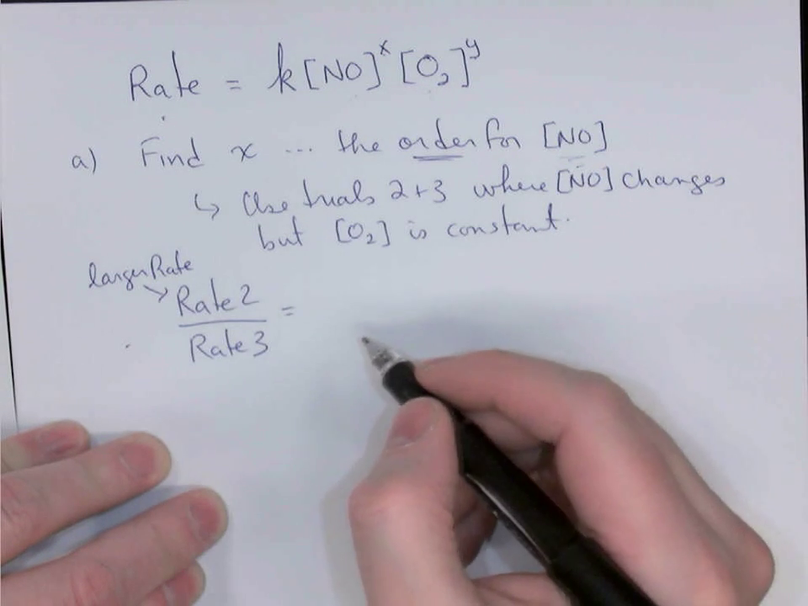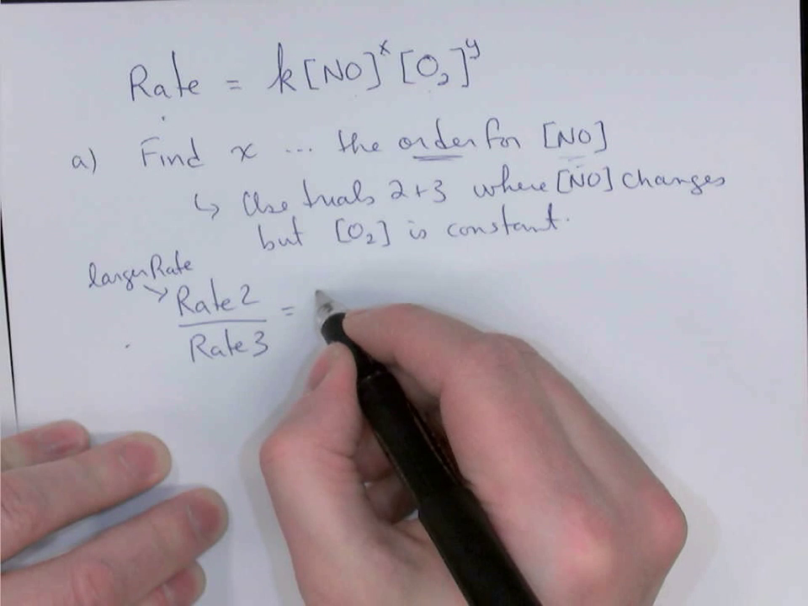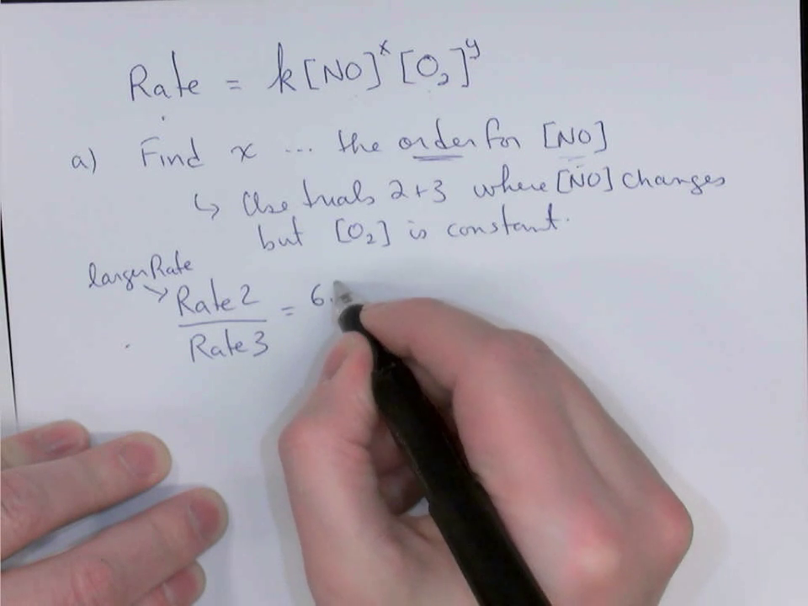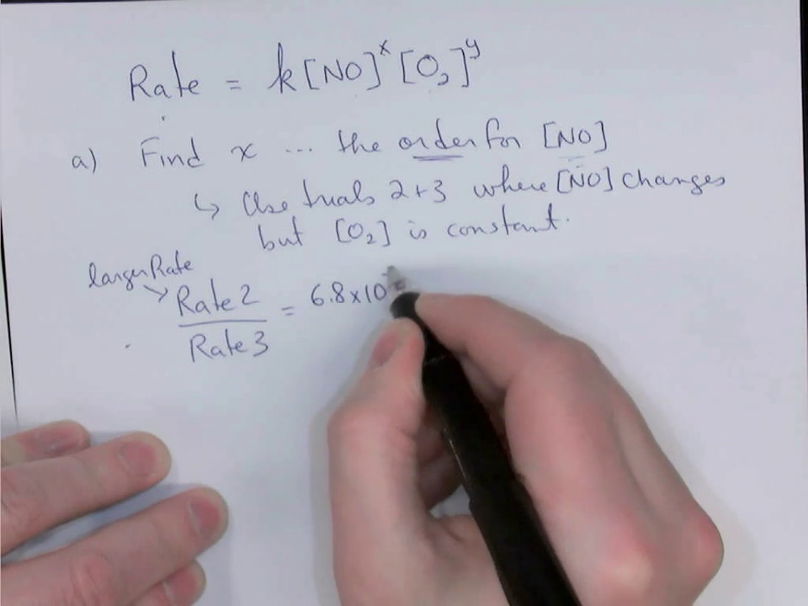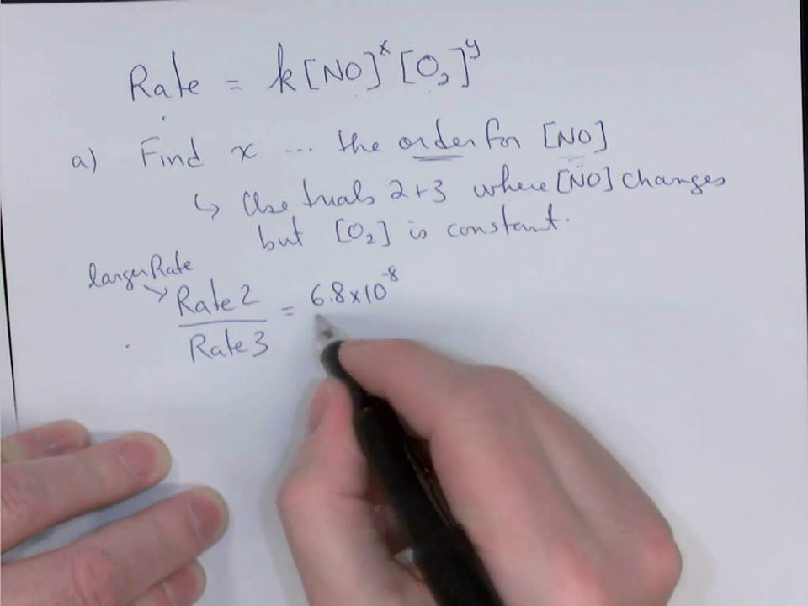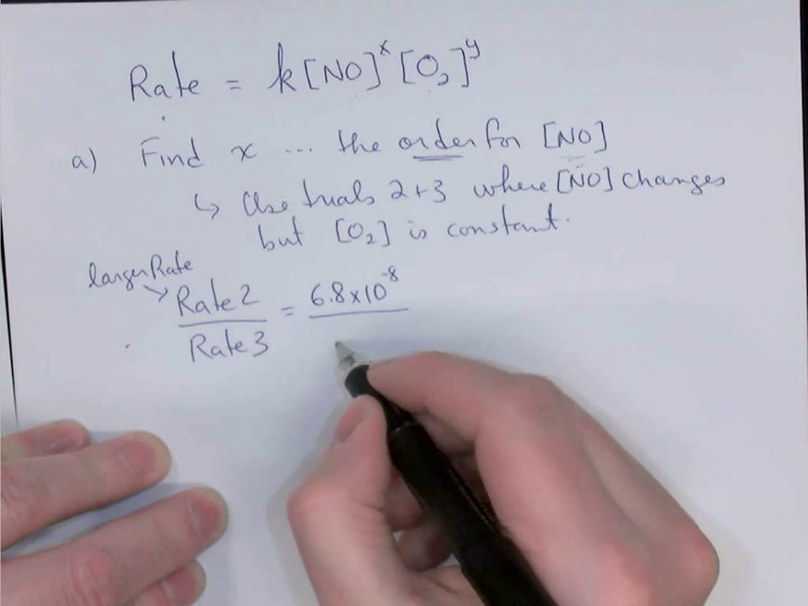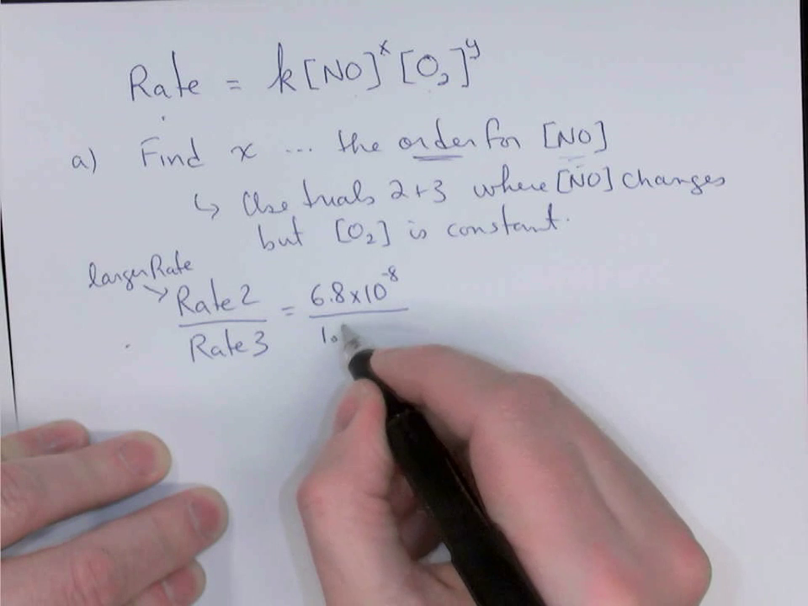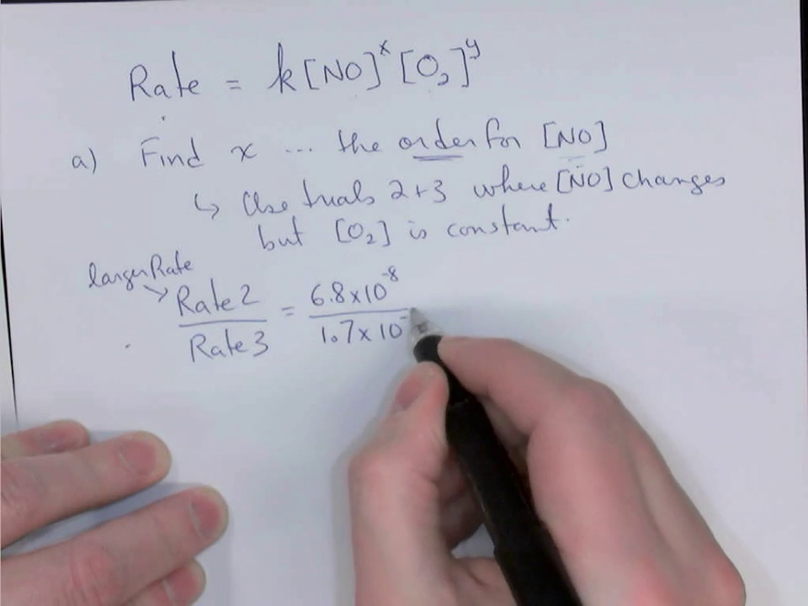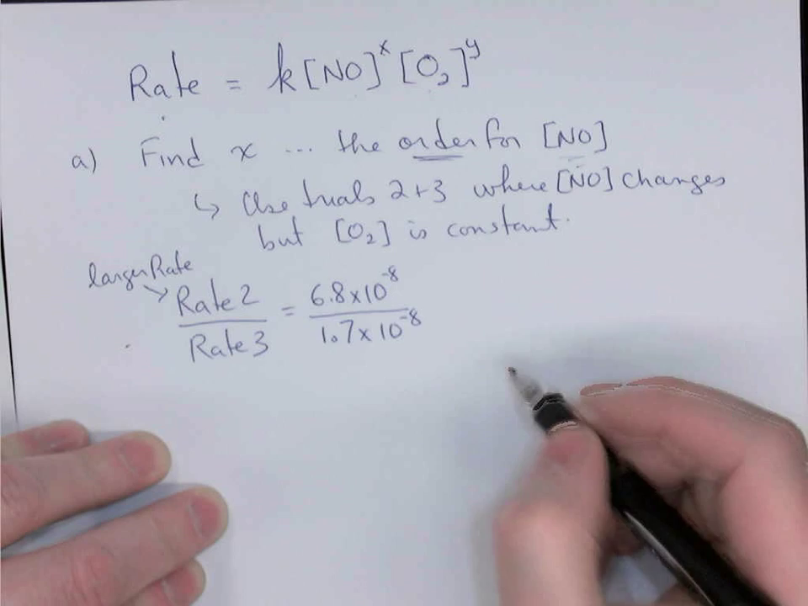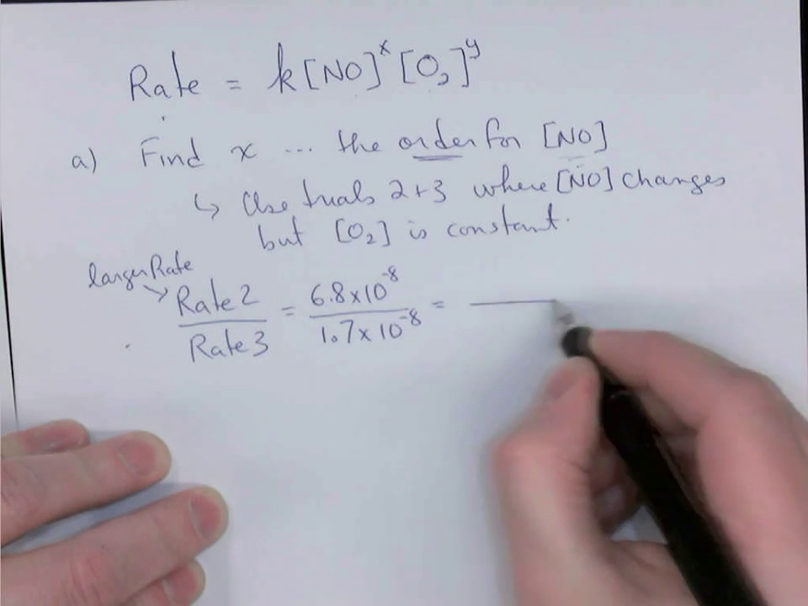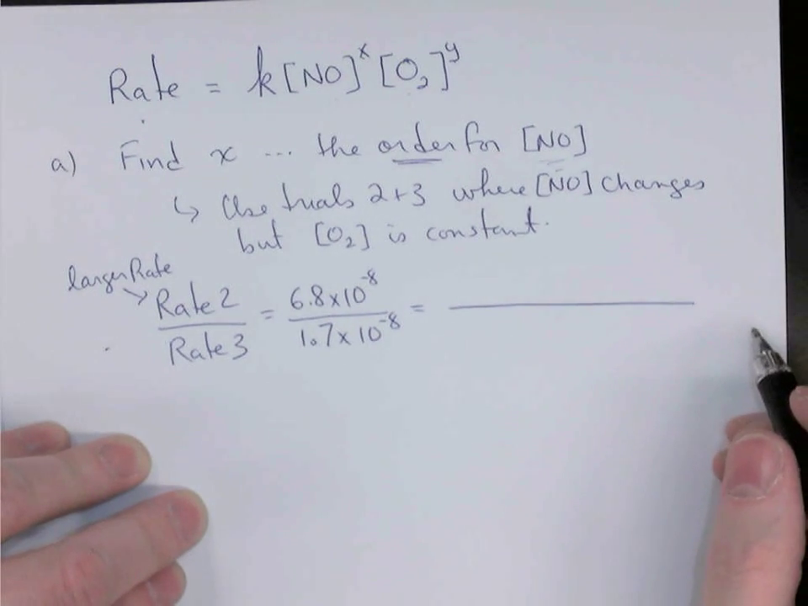So using the numbers from the table earlier, the rate in trial 2 was 6.8 times 10 to the minus 8 molarity per hour, divided by the rate in trial 3, which was 1.7 times 10 to the minus 8 molarity per hour. Now before we actually evaluate that, let's do something a little different.